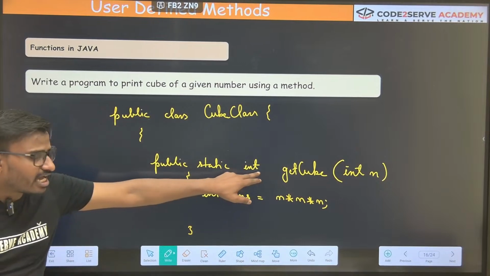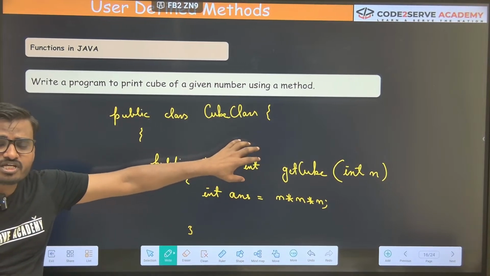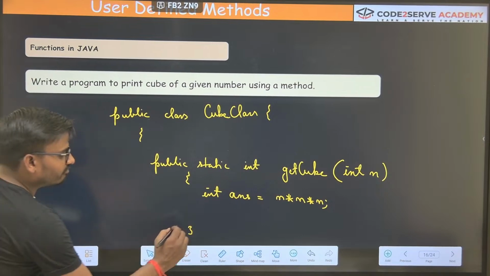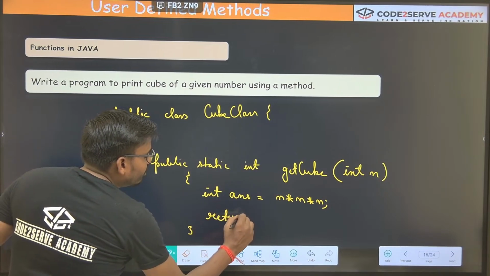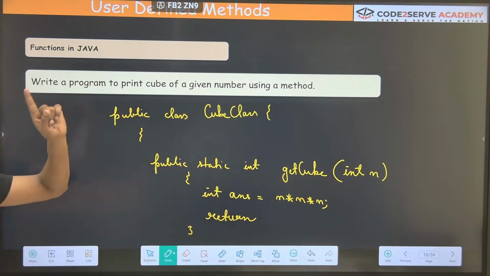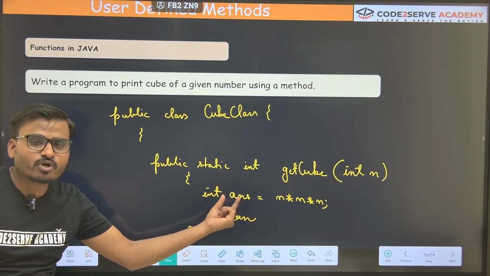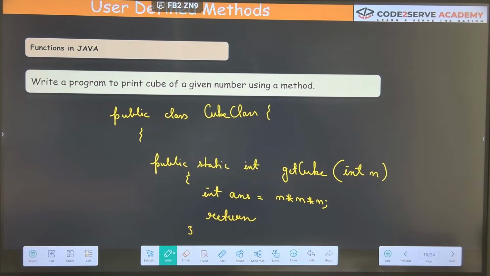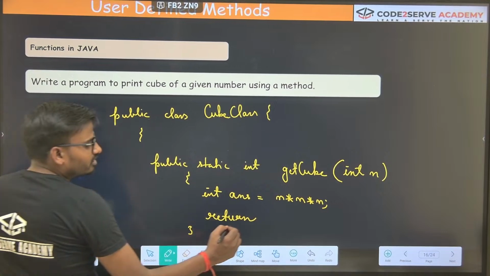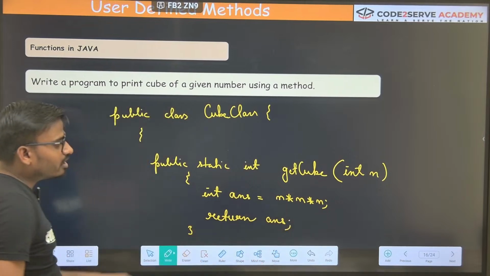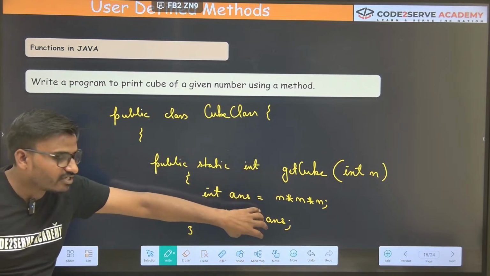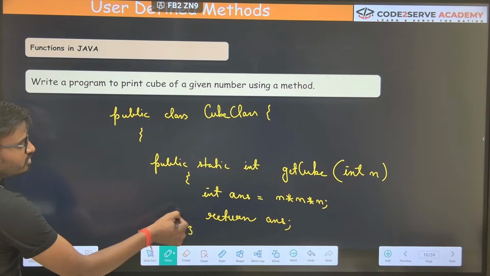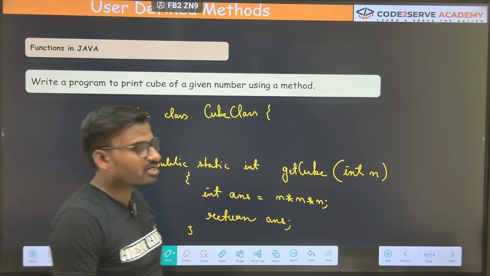Then whenever you see int, or anything instead of void, you must write the return keyword. In this function you have to return one integer value. What are we going to return? We are going to return this answer. So whenever this function gets called, one integer value will get returned. So first we compute the cube, then after computing, we return the result from this function. Okay, this is the closing of this function and this is the closing of the class.